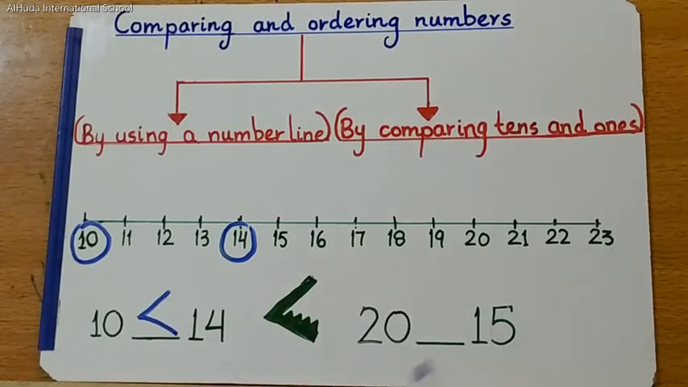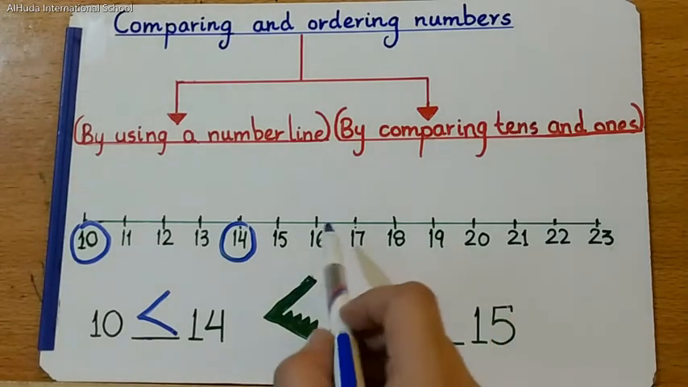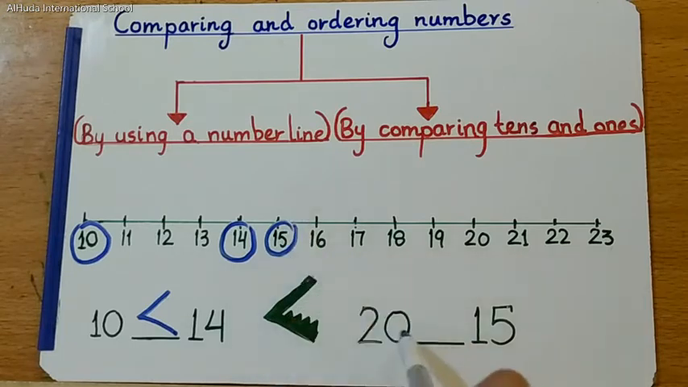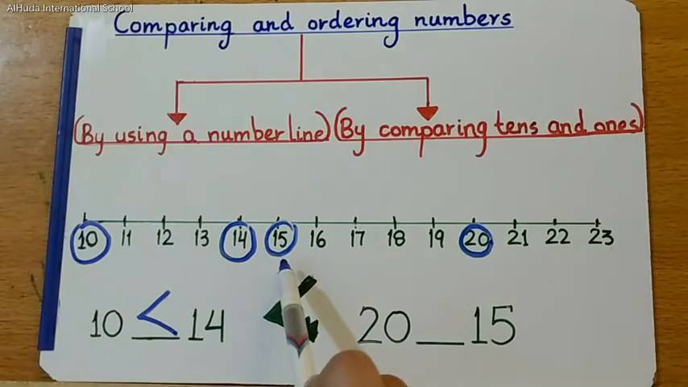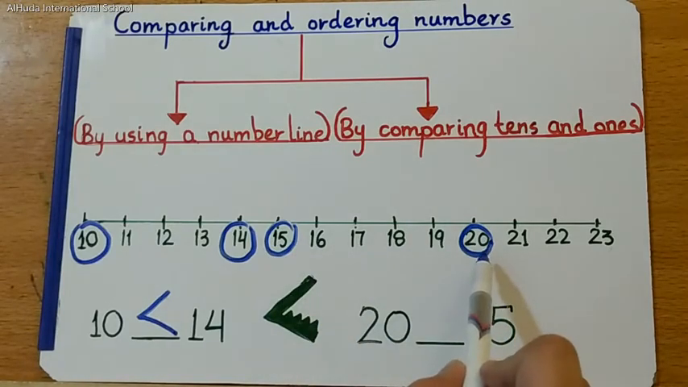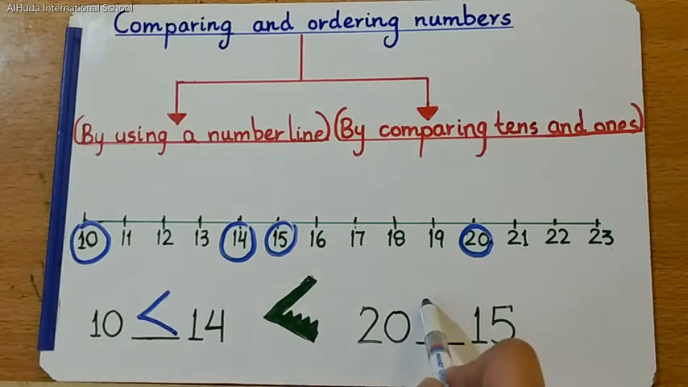Now let's look at the second example and mark these numbers on our number line. The numbers 15 and 20. So 15 comes first and 20 comes after, which means that 20 is bigger and 15 is smaller. So the crocodile will eat which of these two numbers, 20 or 15? It only eats the greater numbers, which means that 20 is greater and the mouth will be open towards 20.